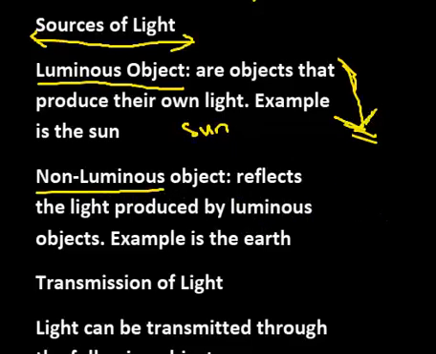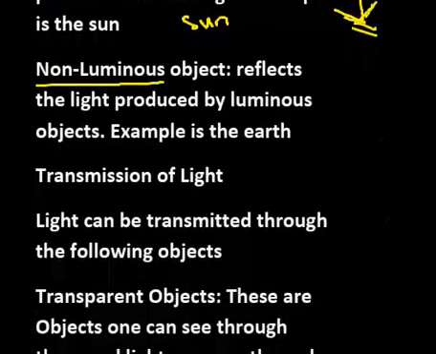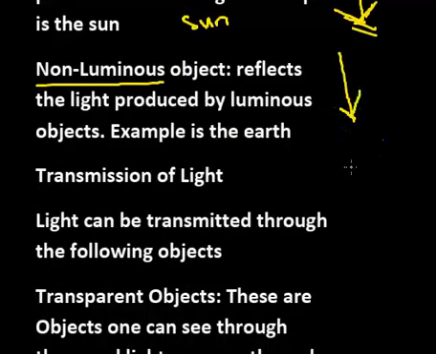The light that you see on the earth is reflected from the sun, and that is why we have day and night. As the earth rotates, it is only the part that is facing the sun that receives light, and that will be the day. But as it turns away from the sun, it becomes dark. That's how we have night, right? So please take note of that.